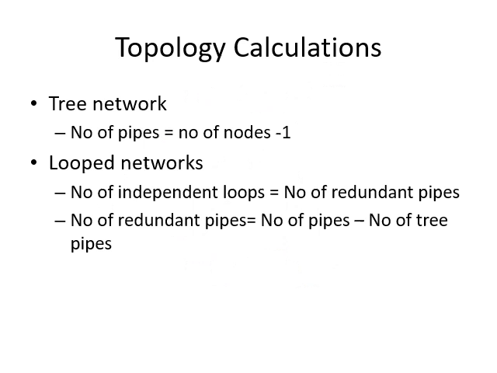The topology of the network allows us to make simple calculations. For a tree network, the number of pipes will always be the number of nodes minus 1. For a loop network, the number of independent loops is the same as the number of redundant pipes. And the number of redundant pipes will be the number of pipes minus the number of tree pipes. We can check the previous network to make sure that these relations are valid.